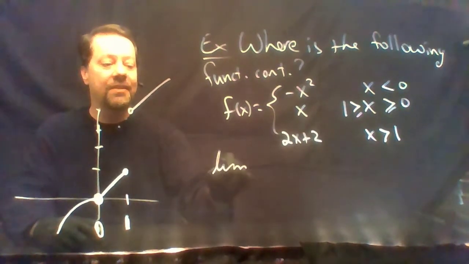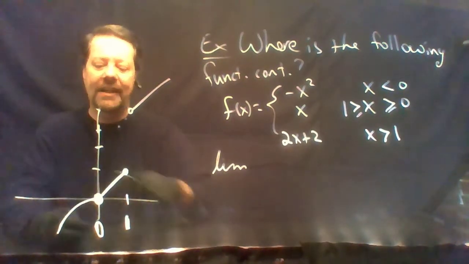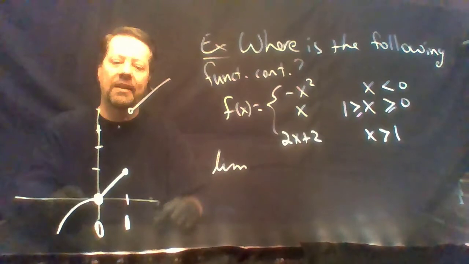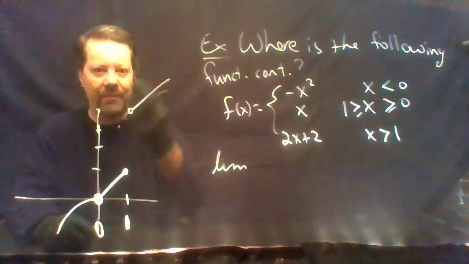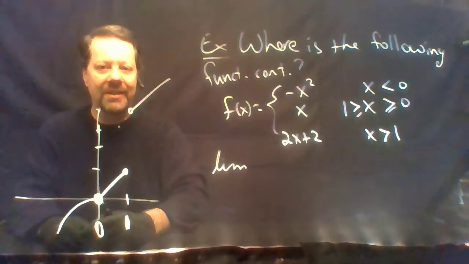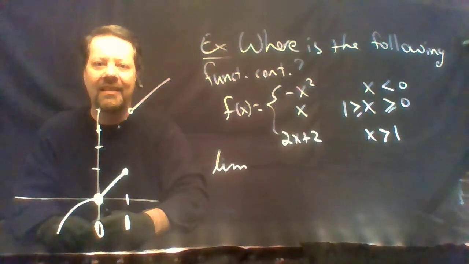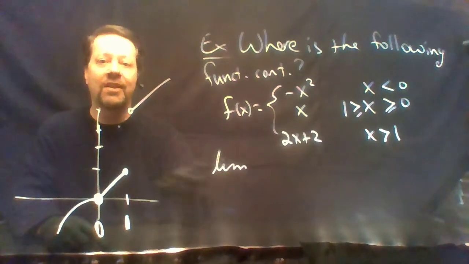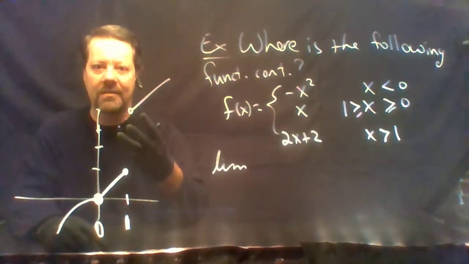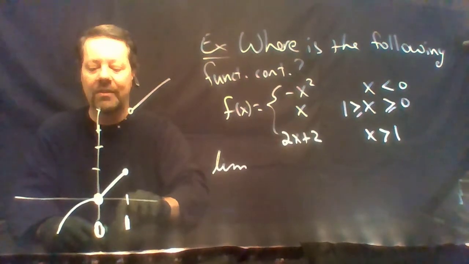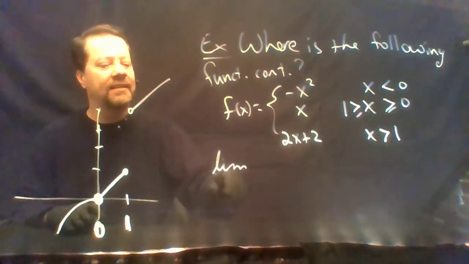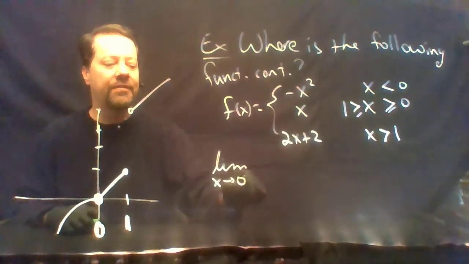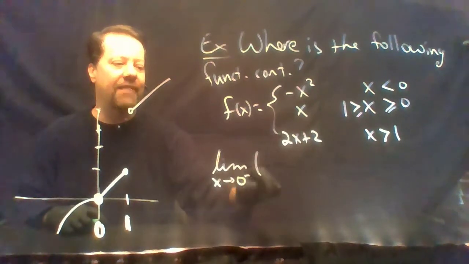To answer this definitively, we need to check out the limit from the left as we approach 0 and the right as we approach 0, and the function value at 0. We have to have both the limit value exist, the function value be defined, and the limit value equal the function value. On the exam, I will give you a problem like this. You need to check all three parts to prove continuity at the only points in question, 0 and 1. So let's get at it. If we take the limit as x goes to 0 from the left for this function, we have to use negative x squared.